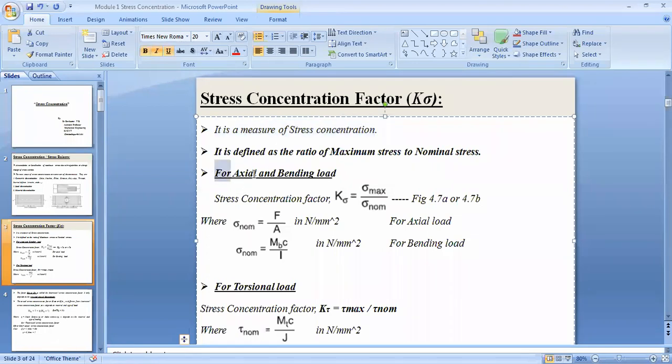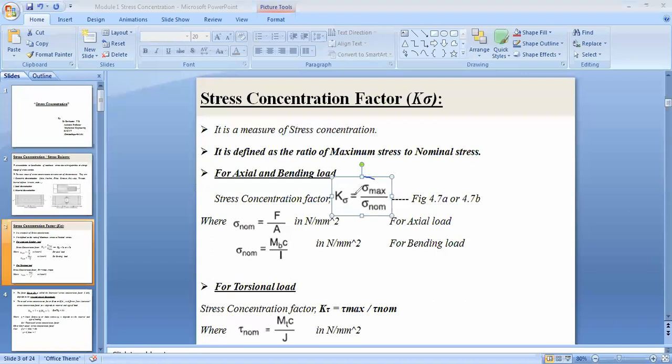For axial or bending load, usually the stress concentration factor, the mathematical representation, is K sigma, that is, sigma max by sigma nominal. Where do you get it? Refer to figure 4.7a and 4.7b. Clear? Then this K sigma we directly get from the data handbook, from the figure. We'll discuss that in the next slide. Our aim is to determine sigma maximum. Then how do you calculate sigma nominal?